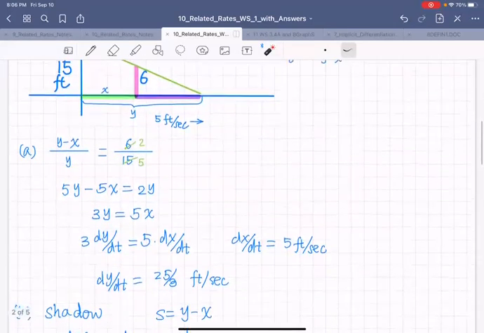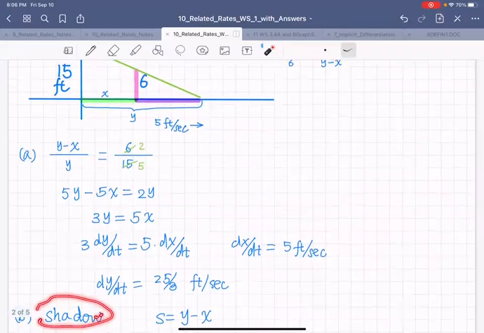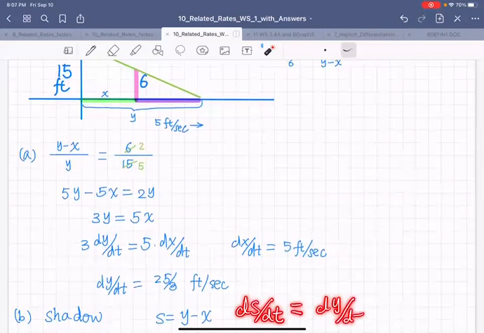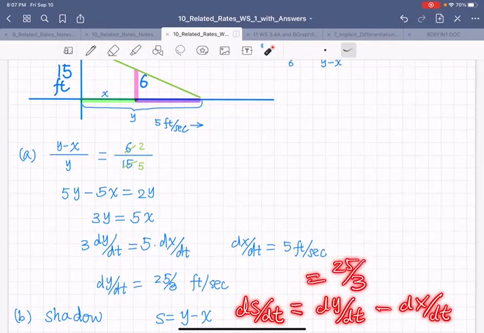So if I call the shadow s, s is y minus x. So I want to get ds over dt. This equals dy over dt minus dx over dt. dy over dt is 25 over 3, the other guy is 5. So this is 10 over 3. There you go.